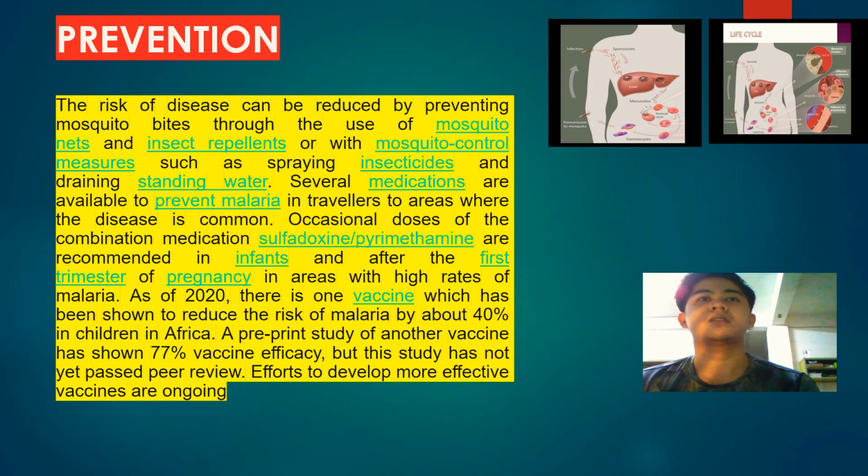As of 2020, there is one vaccine which has been shown to reduce the rate of malaria by about 40% in children in Africa. A preprint study of another vaccine has shown 77% vaccine efficacy, but this study has not yet passed peer review. Efforts to develop more effective vaccines are still ongoing.